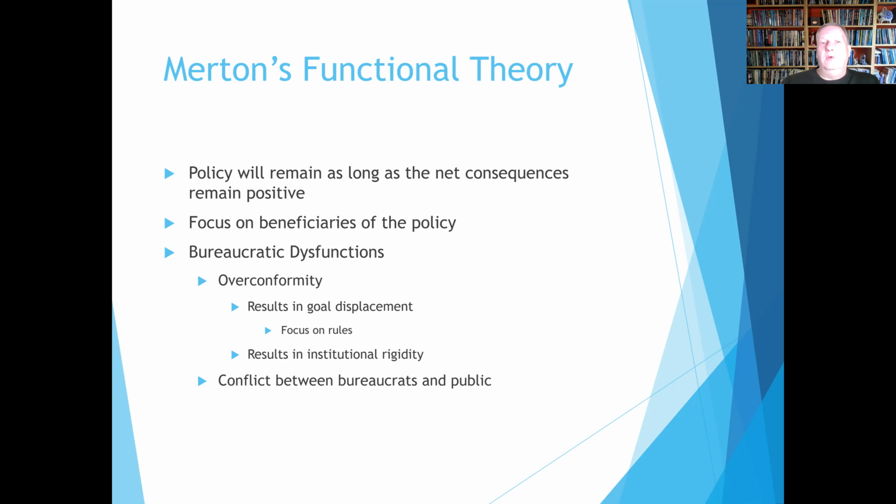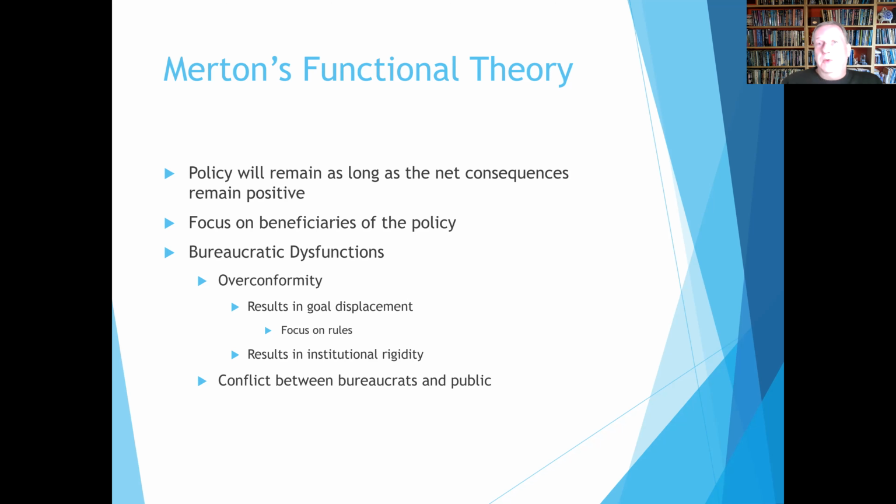That's what we refer to as goal displacement. The goal of the organization ceases to be serving citizens, and instead the goal becomes following rules, policies, and regulations. Following those rules becomes the ultimate goal of the organization. So they have engaged in goal displacement.